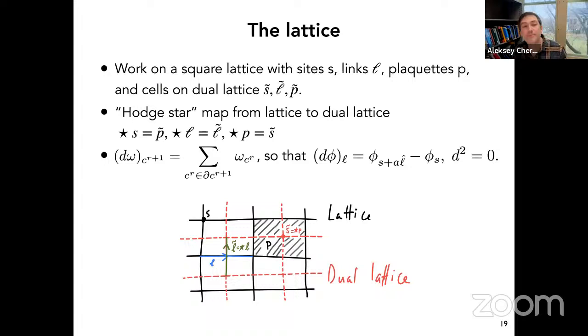So I need to tell you what kind of lattice I'm going to use and introduce some language for talking about it. So we're going to work on a square space-time lattice with periodic boundary conditions. So it's a torus. We call the sites S, the links L, plaquettes P. And it's going to also be important to talk about the dual lattice. And the corresponding quantities in the dual lattice will have a tilde on them. So S tilde, L tilde, P tilde. And there's a Hodge star operation that takes you from the lattice to the dual lattice and vice versa. Finally, it's useful to introduce lattice differential forms.